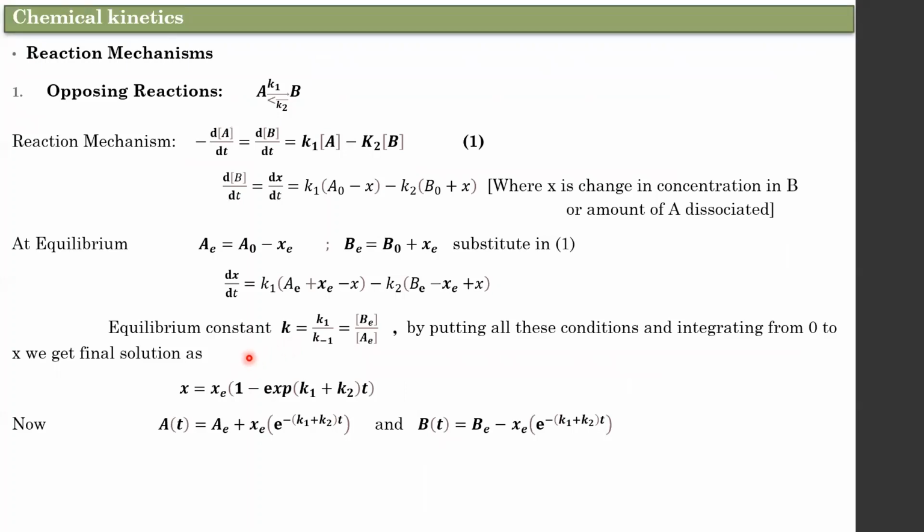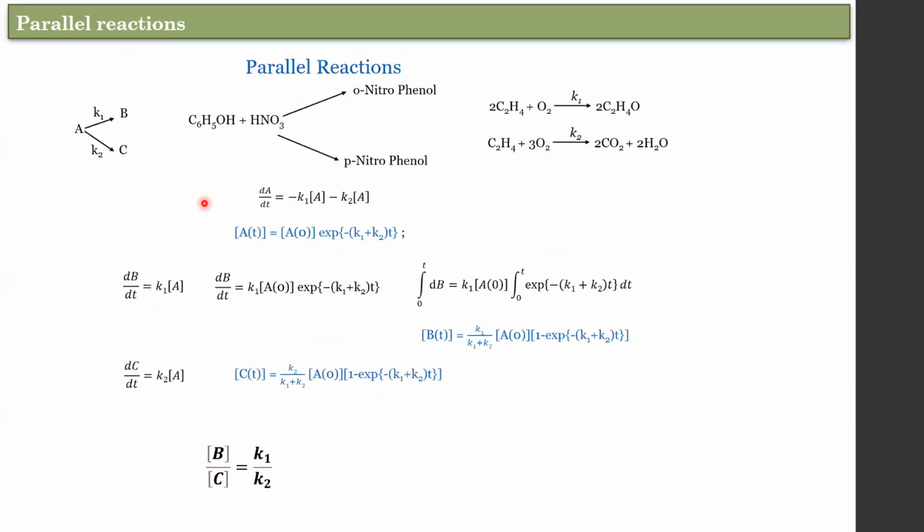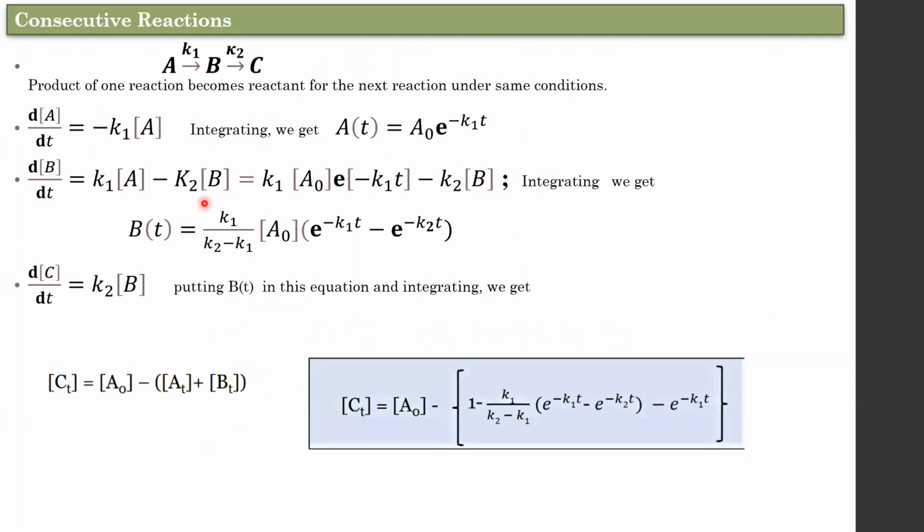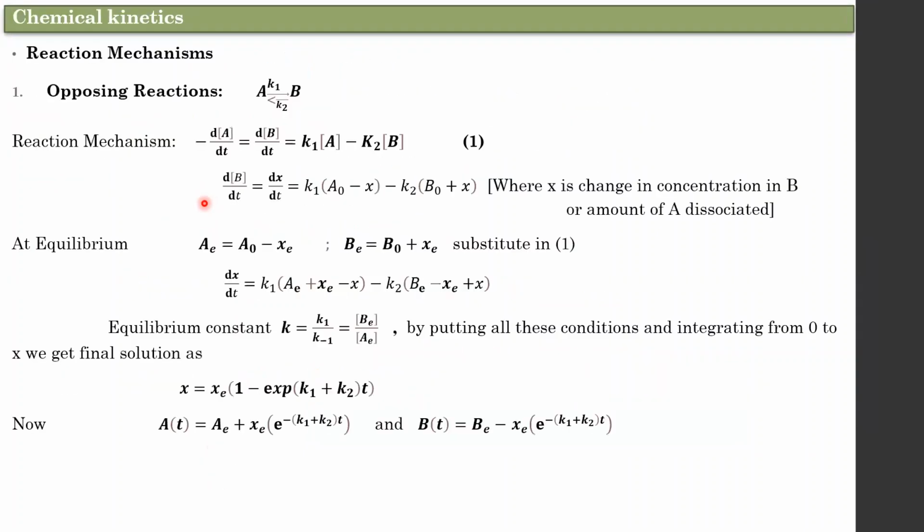Now let's come to another topic, chemical kinetics. Chemical kinetics consists of three types of reactions: opposing reactions, sequential reactions, and parallel reactions. For opposing reactions, this is the mechanism, and you have to remember the final formulas for the A and B concentrations at any time.